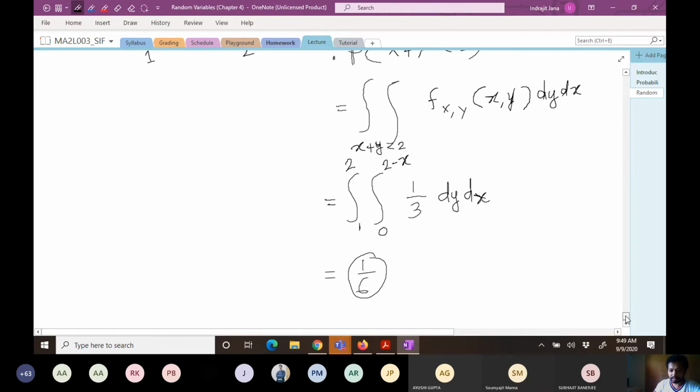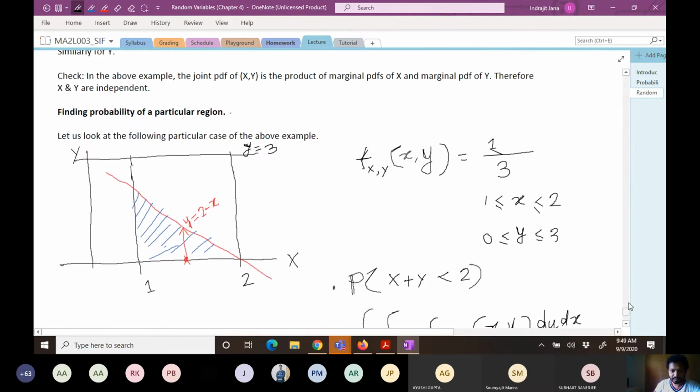Which means the probability that x plus y falls below this threshold 2 is 1/6.